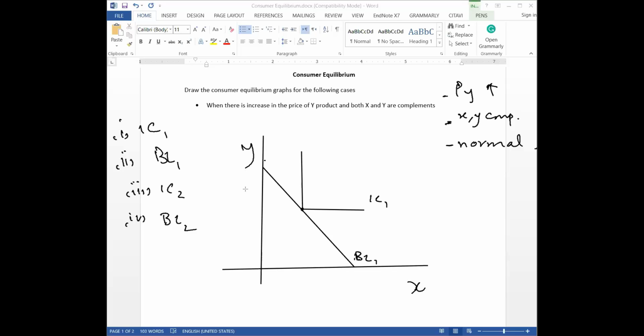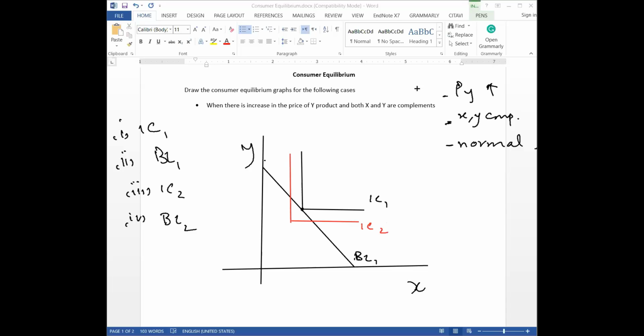Now we already noticed that the price of Y is increasing, so definitely Y will decrease. It means the resources are decreasing. So the new indifference curve should be below the old one in parallel position. So I will draw a new indifference curve somewhere here. It will be parallel, and I have to label it IC2.